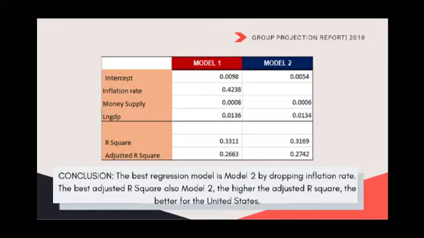The best adjusted R-square is also Model 2. The higher the adjusted R-square, the better for the United States.